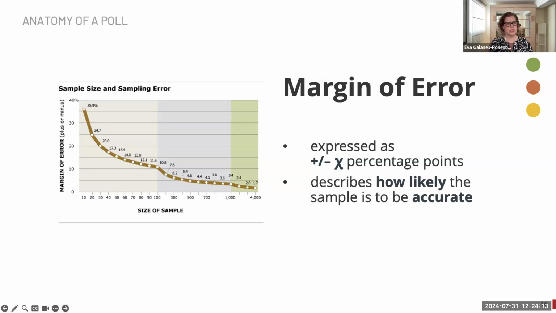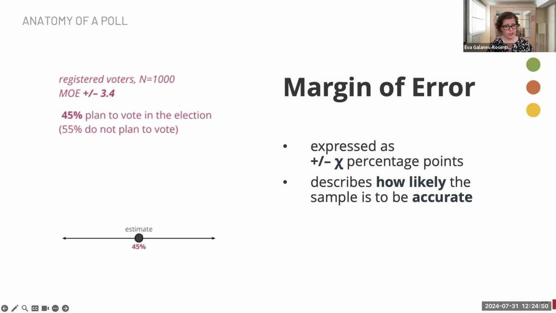And what it's doing is describing how likely the sample is to be an accurate reflection of the population, whatever that population is that the poll is actually polling. So it's telling you that each result, each percentage in that poll, is in the range above or below that actual number that it's reporting. And we're going to talk about that in greater detail right now, because margin of error, I think, is probably the thing that we get asked about the most when people don't really understand a poll. So we're going to look at a quick example.